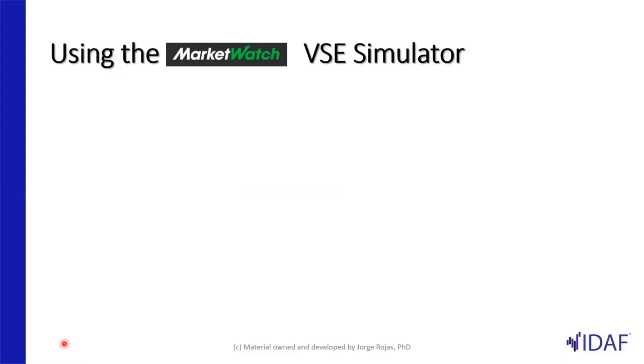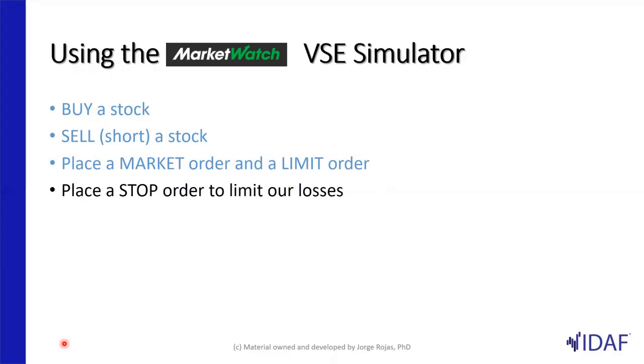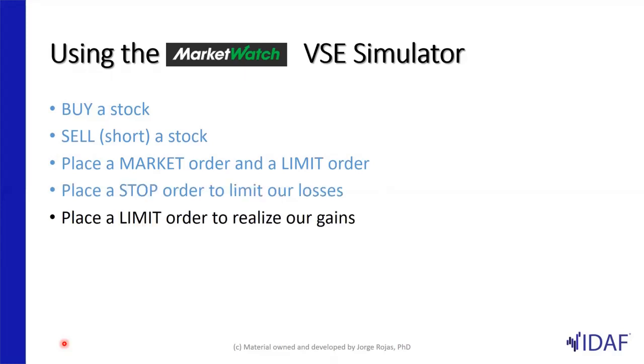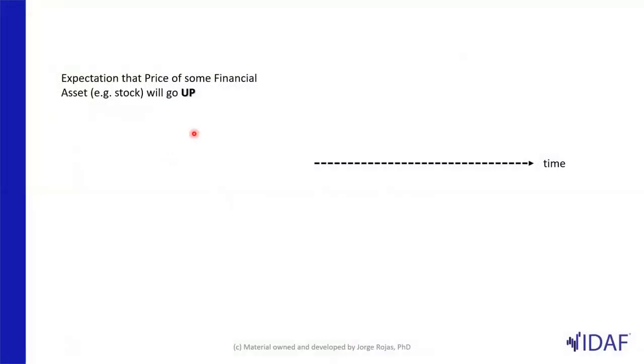In doing so, we'll review how to buy a stock, how to sell it, how to place a market order and a limit order, how to place a stop order to limit our losses, and how to place a limit order to realize our gain. So first, let's go over a quick review: what can I do if I think that the price of the financial asset is going to increase in value?